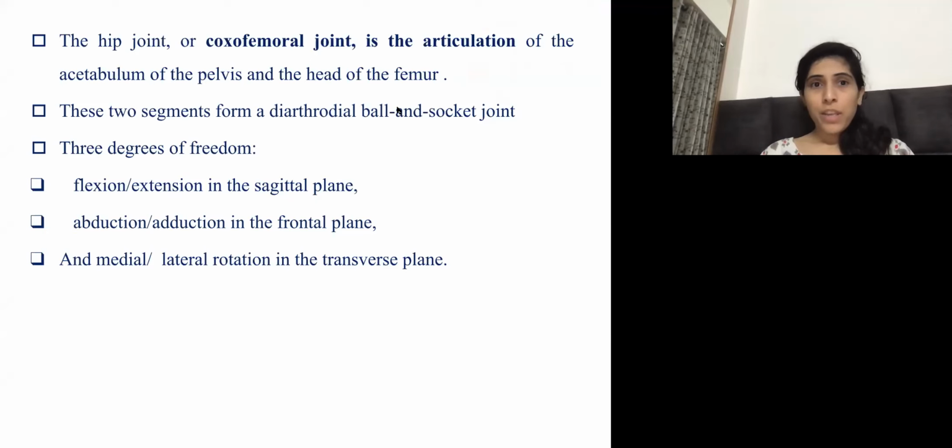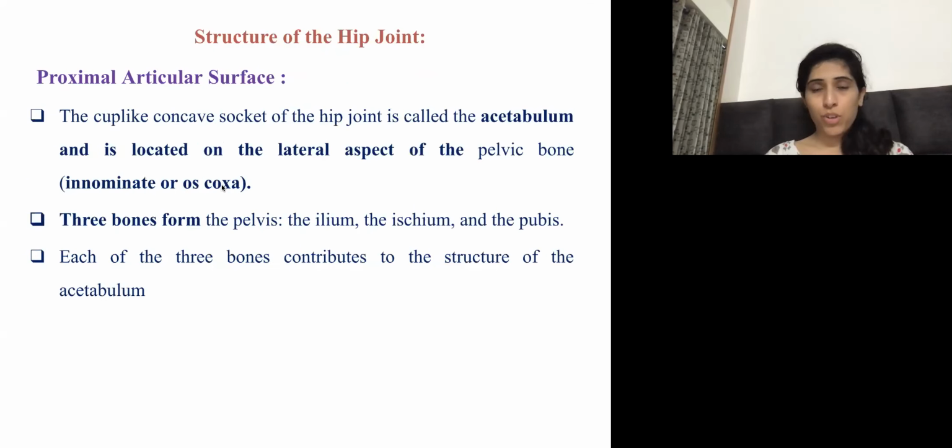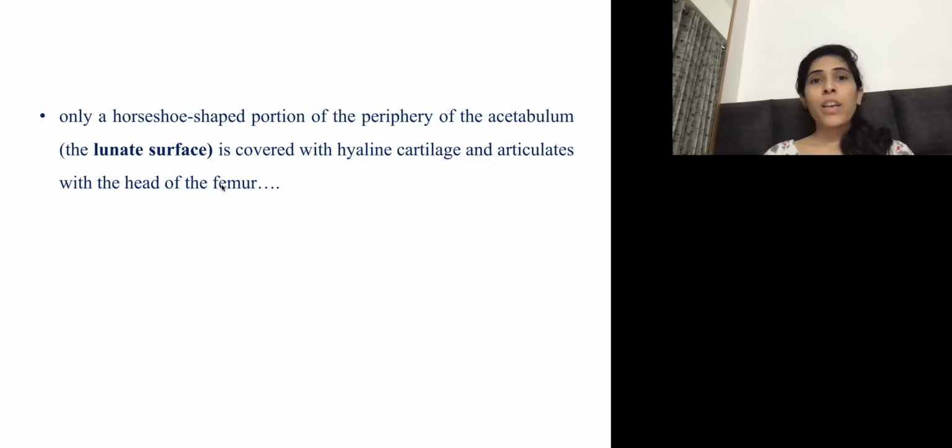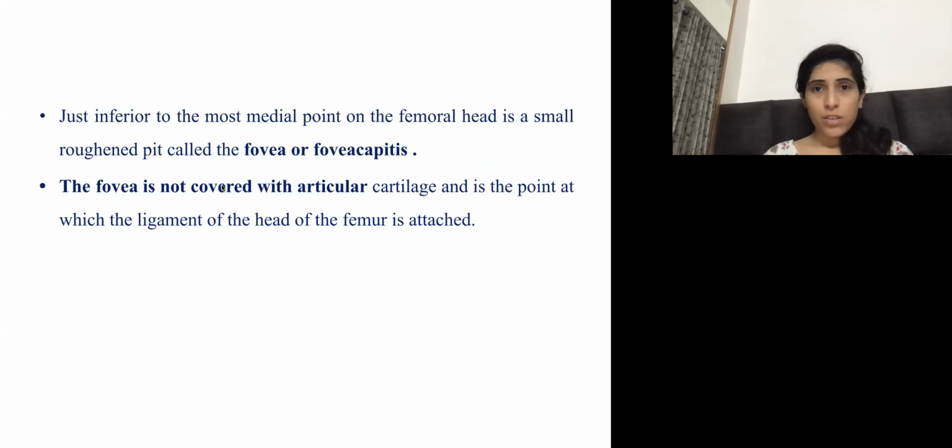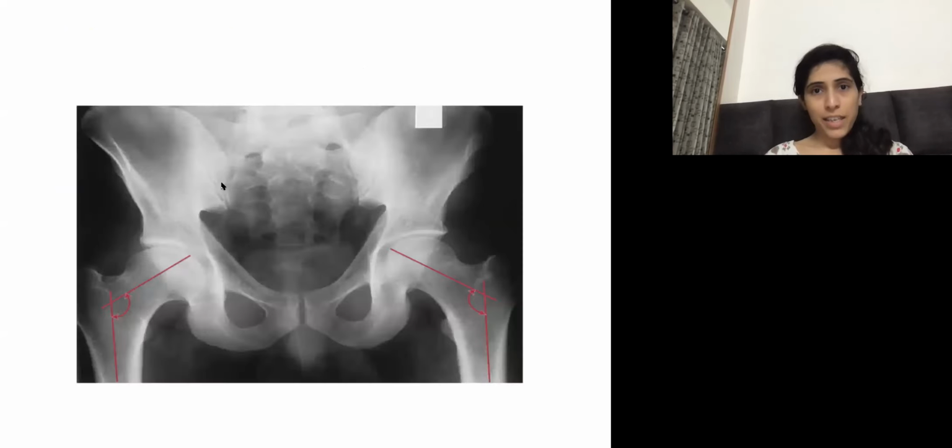As we all know, the hip joint, or we can say the coxofemoral joint, is a ball and socket type of joint. Here the articulating surfaces are the acetabulum of the pelvis and the head of the femur. So we can say it's a diarthrodial type of joint. Here the 3 degrees of freedom, flexion extension, abduction adduction, and medial and lateral rotation, as well as circumductory motions are present. Okay, so in today's lecture we are going to discuss the kinetics part.